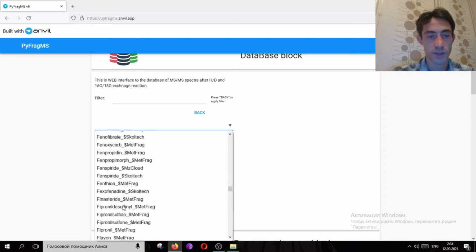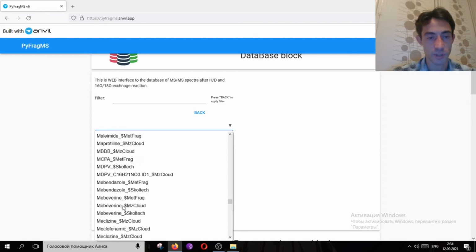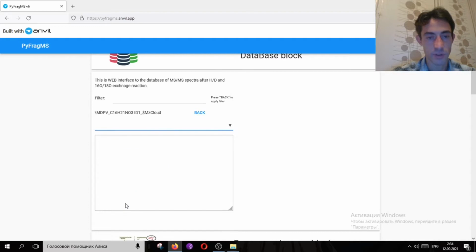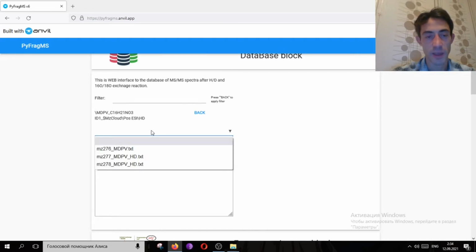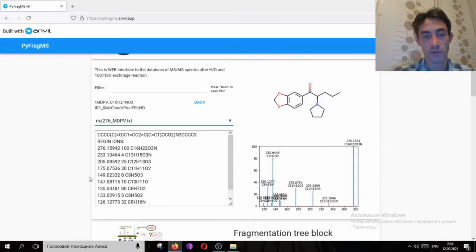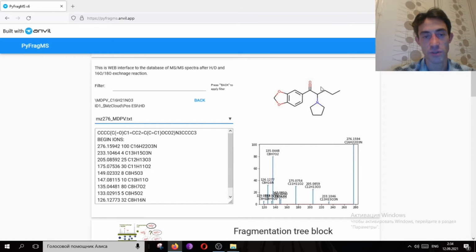So let's find some sample molecule, for example this one, and we can choose polarity and, for example, MSMS spectra after the hydrogen deuterium exchange reaction. Of course, we have MSMS spectra for the precursor molecule. This is the structure of this molecule. This is the precursor ion, the m/z of the precursor ion, and this is just a normal spectrum for this molecule.